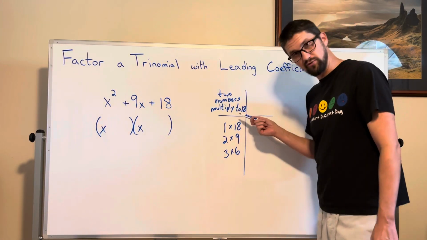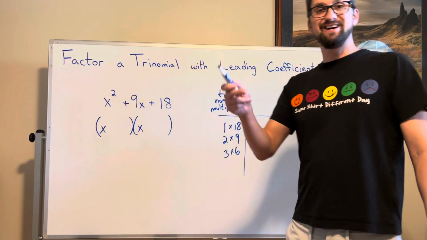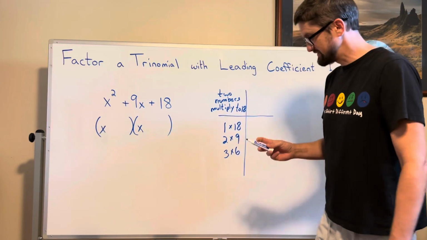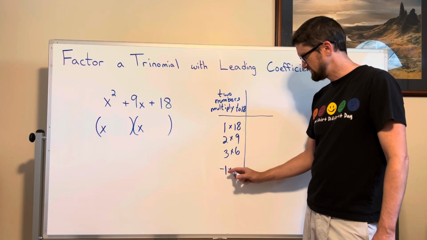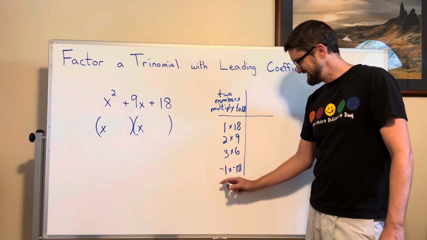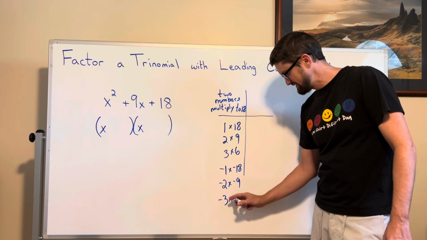You need to be able to come up with all these combinations. Plus, you also have a negative number times a negative number is positive. So you have 3 more combinations. Negative 1 times negative 18. Negative 2 times negative 9. And negative 3 times negative 6.